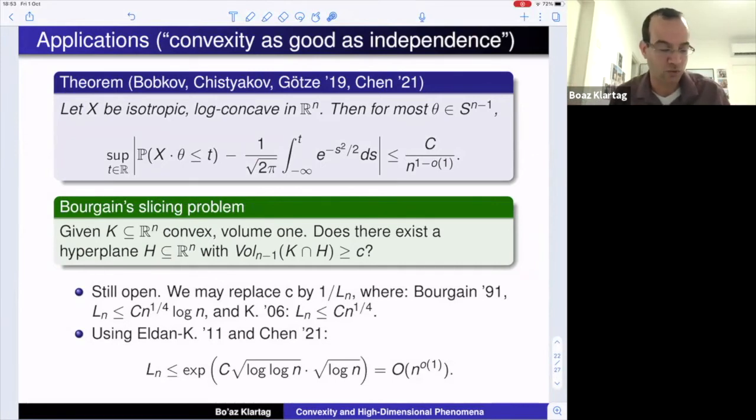If you're used to Berry-Esseen, you get 1 over root n. This is for the direction (1,1,...,1). But for a typical direction, you get 1 over n for independent random variables.